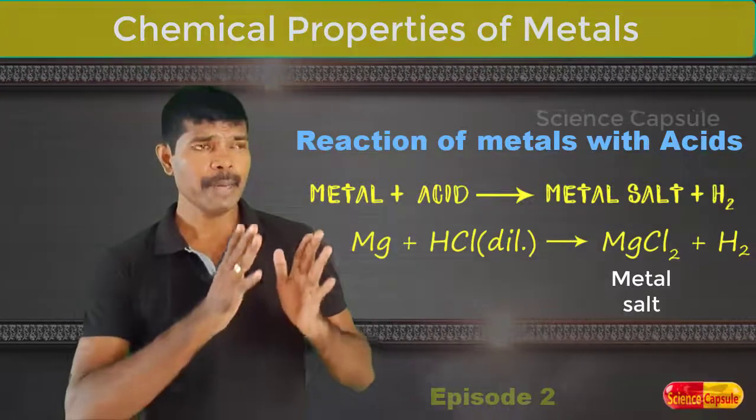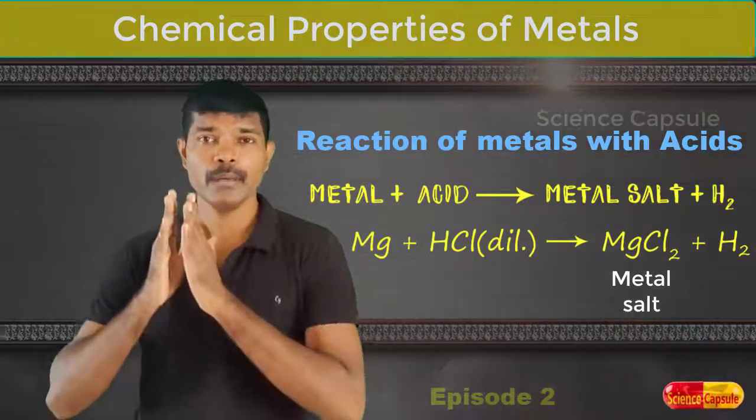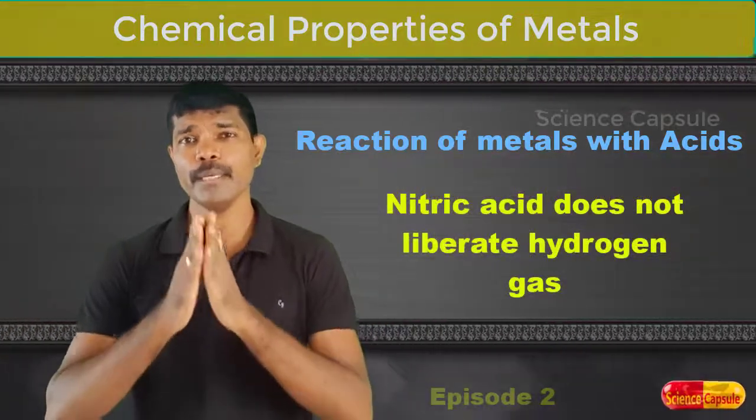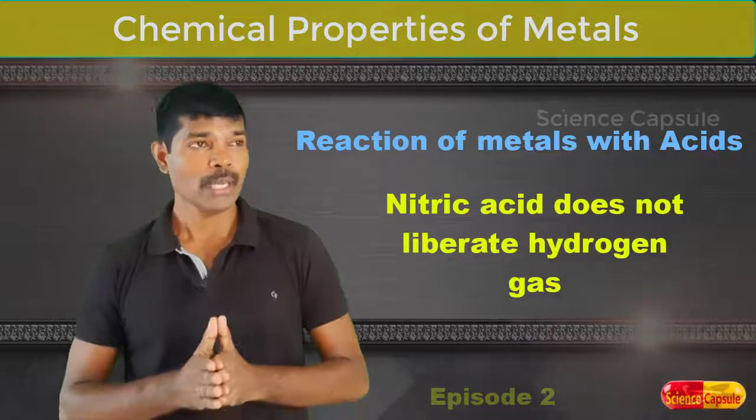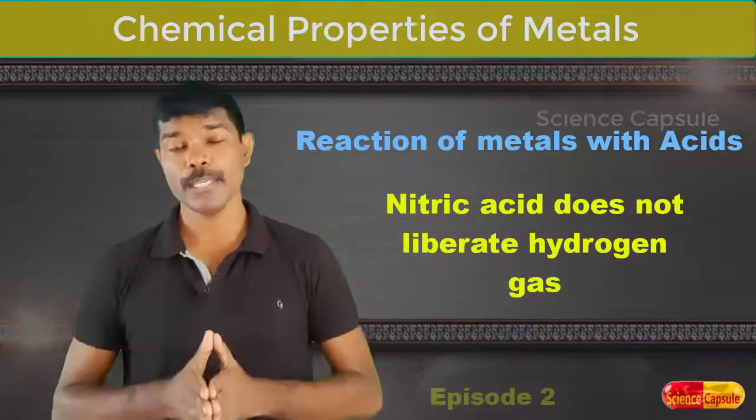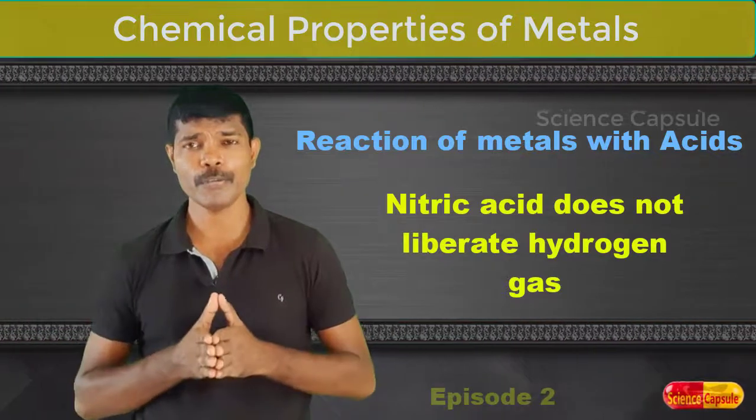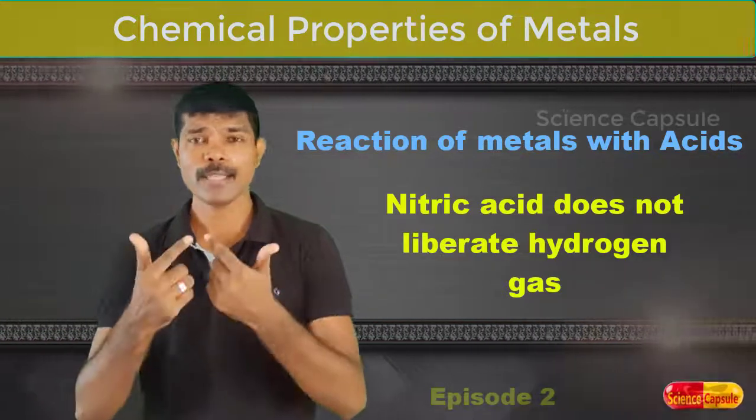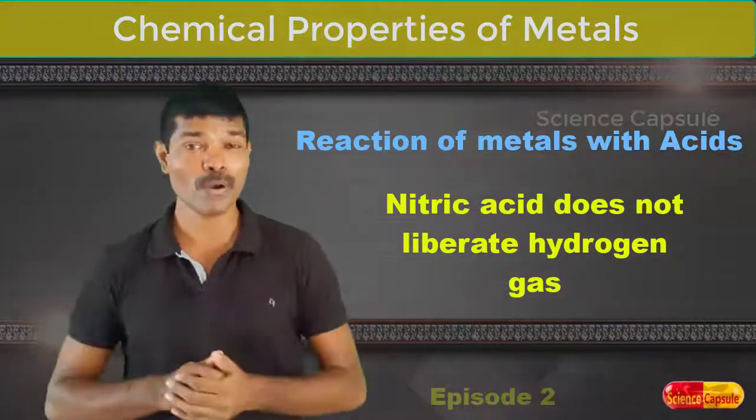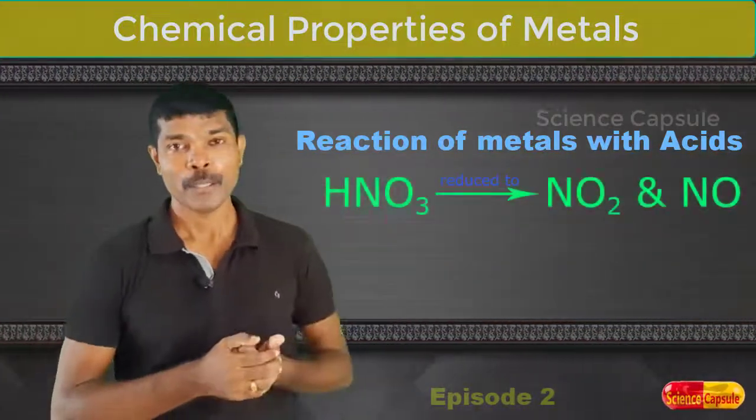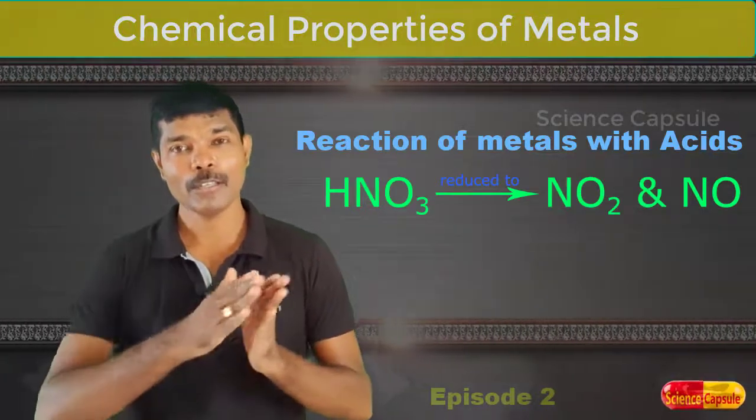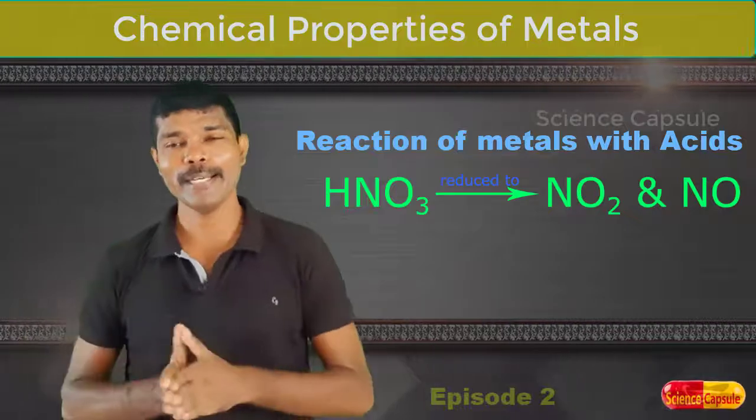If any metal happens to react with nitric acid, they do not produce any hydrogen gas. Why? Because nitric acid is a strong oxidizing agent. Because of this feature, what happens? It oxidizes hydrogen and it itself gets reduced to lower oxides, as you can see on the screen. So because of this reason, nitric acid cannot liberate hydrogen gas.